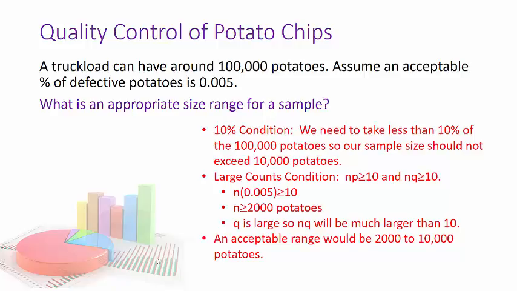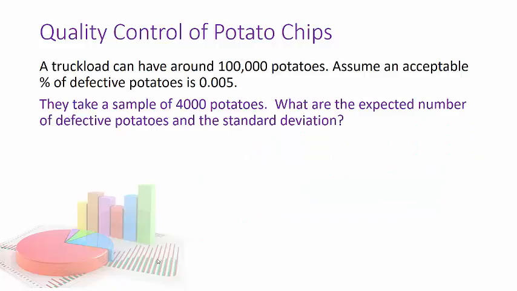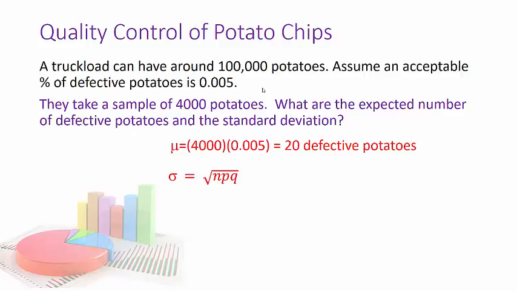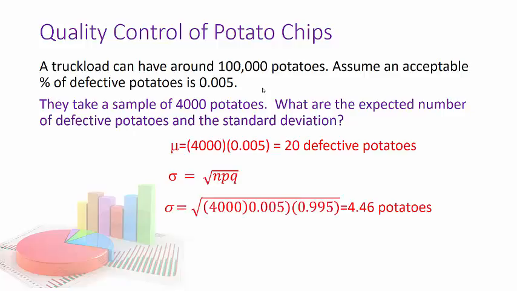And I'm going to go ahead and play it safe, and let's say I take a sample of 4,000 potatoes. So how many defective potatoes should I expect to find, and what would the standard deviation be, assuming that this is acceptable, right? Well, mu would be 4,000 times 0.005, which would be 20 defective potatoes. And sigma would be the square root of npq, which turns out to be about 4.46 potatoes. So on average, when I get a truckload of potatoes, I would expect to find 20 defective potatoes, plus or minus however many sigma you want to go on that.